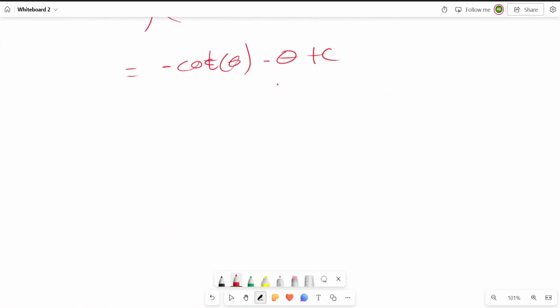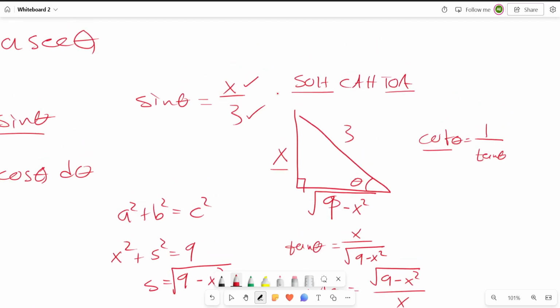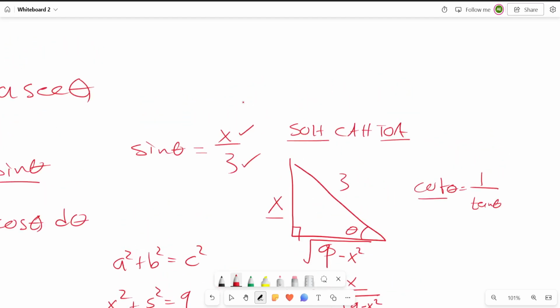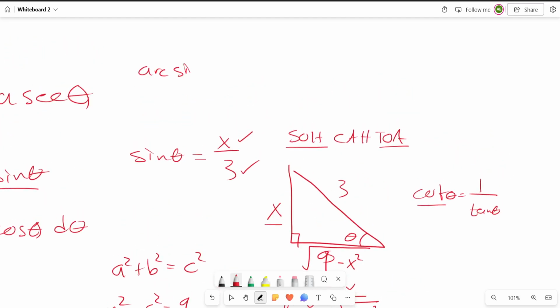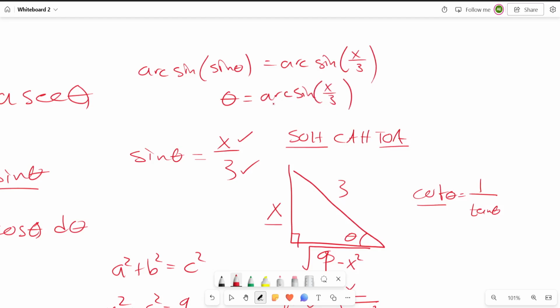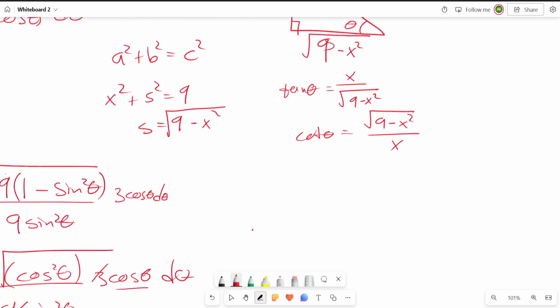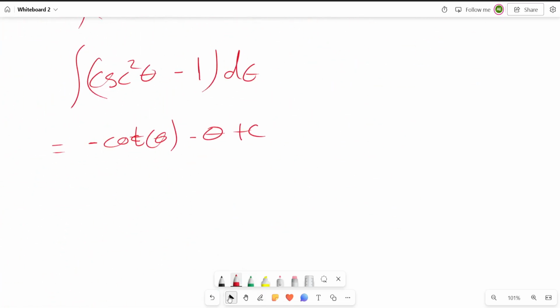And so I can substitute this part. And the theta itself, I can take a look at this sine, and I can take arc sine of both sides. So arc sine of sine theta equals arc sine x over 3. Arc sine of sine theta is basically theta, which is going to equal arc sine x over 3, or basically sine inverse of x over 3. So cotangent is the square root. Let's copy this.